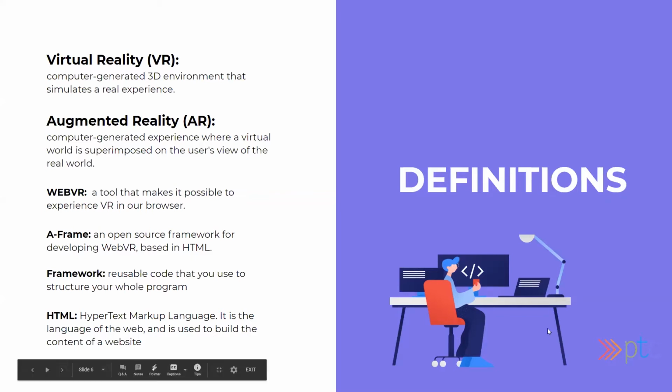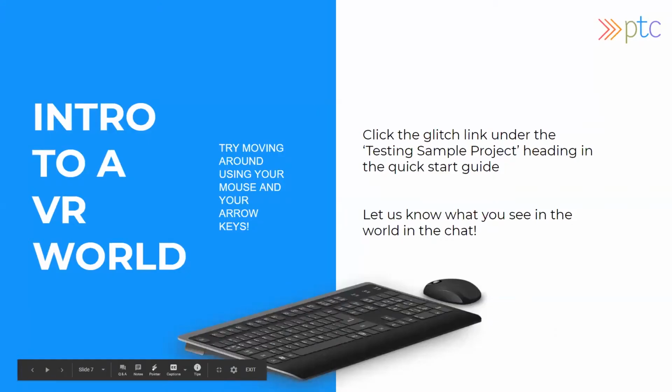So, there are 2 test Glitch projects linked in the Quick Start Guide under the heading Testing Sample. Go ahead and open up whichever one you'd like now. We're going to give you 2 minutes to explore the sample so that you're able to get a feel for what the VR aspect looks like and how to move around in it. To walk around the scene, you use the arrow keys or the WASD keys, and you can click and drag your mouse to turn.